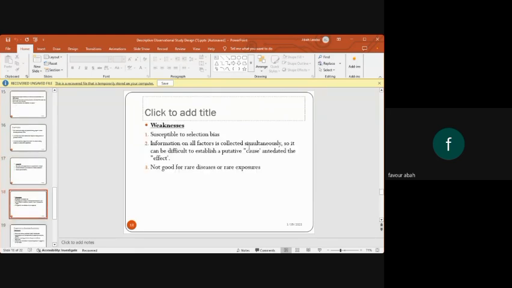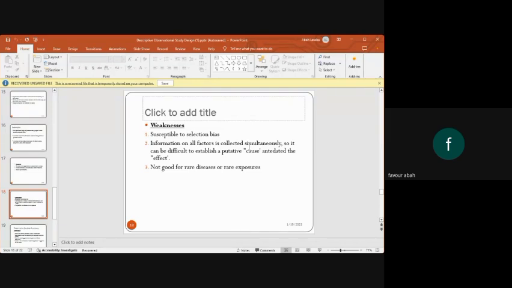Then for the weaknesses, it is susceptible to selection bias. So you might not get your determined sample all at once. You might just pick, okay, this one can answer, this one cannot. So there's selection bias on your part as a researcher, maybe by the persons you meet. So it's susceptible to selection bias.